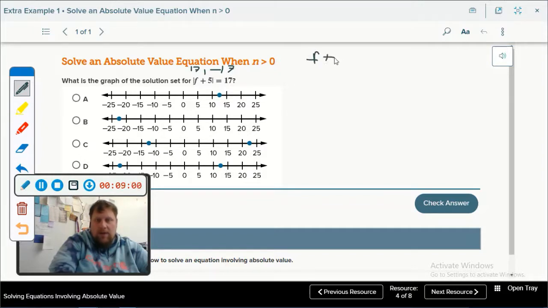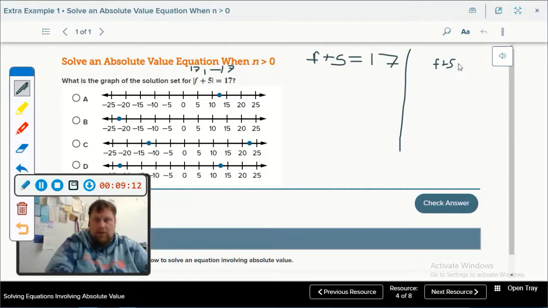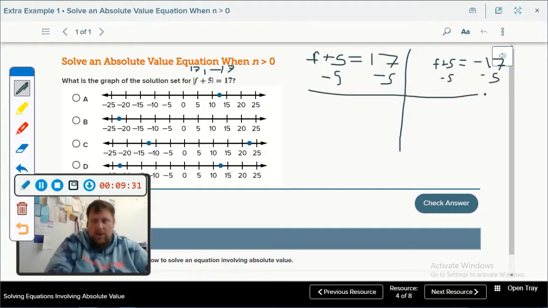f plus 5 equals 17, and f plus 5 equals negative 17. And again, we're going to do the same thing to both, right? We're just going to get f by itself by subtracting 5 over. What I do to one side, we always do to the other. We're going to subtract 5 from both sides. Notice how I just do it simultaneously, because why not? We're doing the same exact thing.